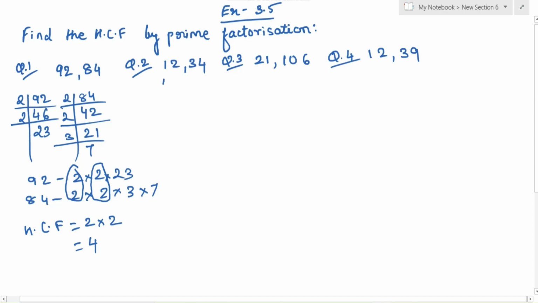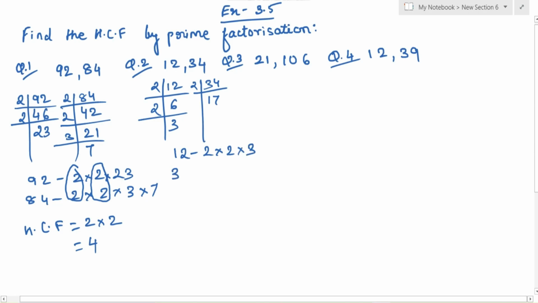Now moving down to question number 2, that we are having 12, 2 6s are 12, 2 3s are 6. Now the same we will go ahead with 34, that is 2 1s are 2, plus 1 carry forward 1, 2 7s are 14. So the prime factorization of 12 is 2 into 2 into 3, and the prime factorization of 34 is 2 into 17. The only common factor in both of them is 2. So the HCF of this question will be 2.